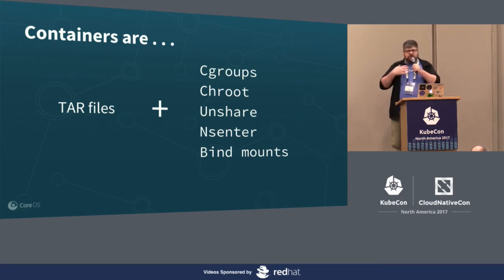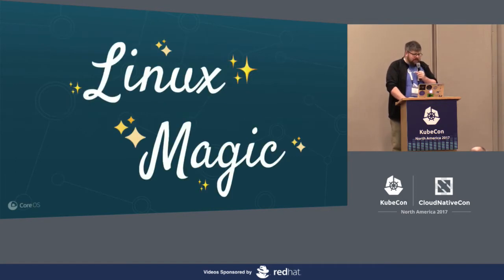So if I'm using Node 4.0 and my production system is using the latest version of Node.js, I don't have to worry about any headaches that come from deploying my app to that environment. Those two versions of Node never talk to each other, which is quite nice. So containers are Linux magic, is the way I like to sum up all those things.